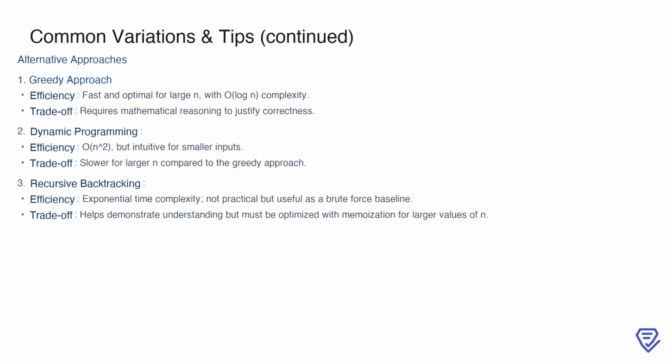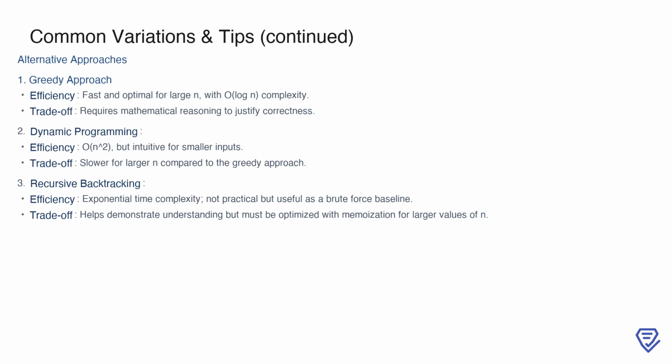Finally, let's review some alternative approaches to solving the problem. The greedy approach is the most efficient, with a complexity of O log n. It's optimal for large values of n, but it does require you to justify its correctness through mathematical reasoning. On the other hand, the dynamic programming approach, while less efficient at O n squared, is more intuitive, especially for smaller inputs. It allows you to systematically compute the optimal product by storing intermediate results.